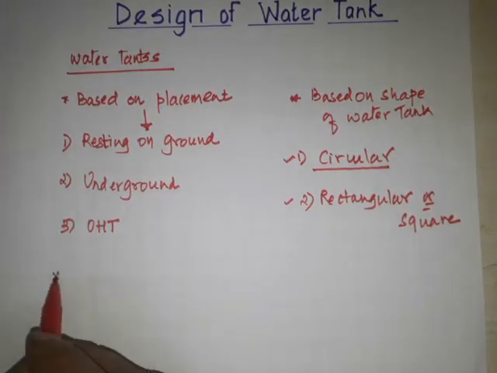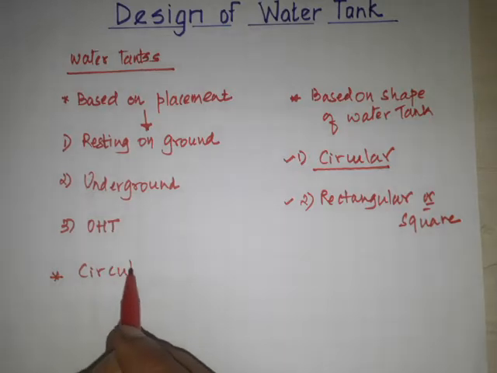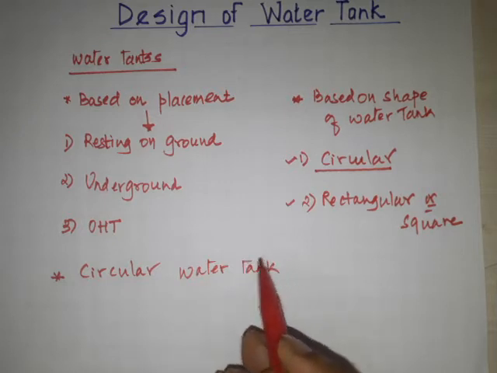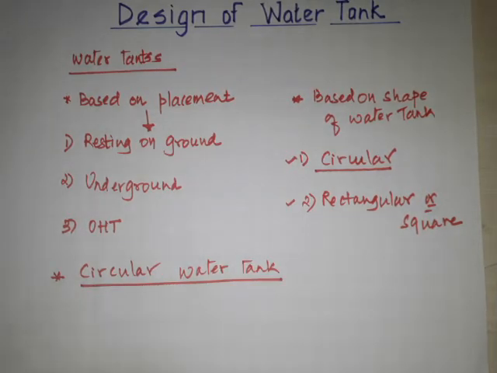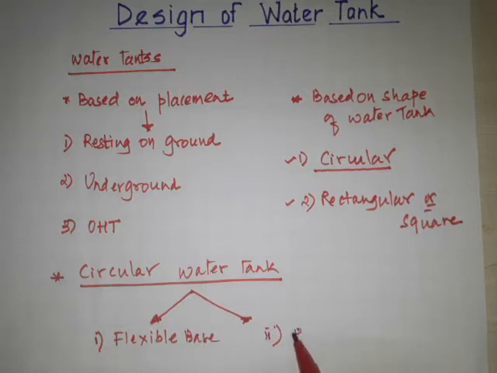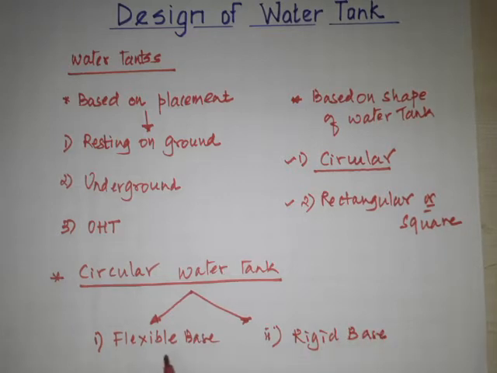So first of all, the circular water tank. Here again, the circular water tank divides into two subdivisions: the first one is with flexible base, and we have one more, the rigid base. It is based on the connection between the walls and the base slab.